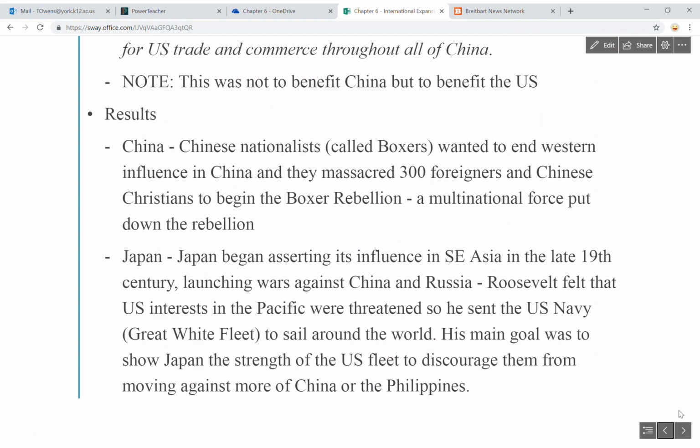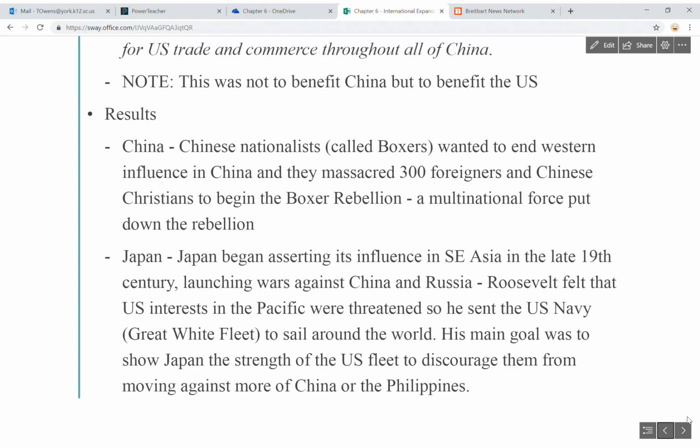At around the same time, late 1800s, Japan is going to begin asserting its influence. It's growing, industrializing also. And they're going to begin to want to expand. They're going through some imperialism, getting up to that point also. And so they're going to launch wars against both China and Russia. Now, do we care about China and Russia?